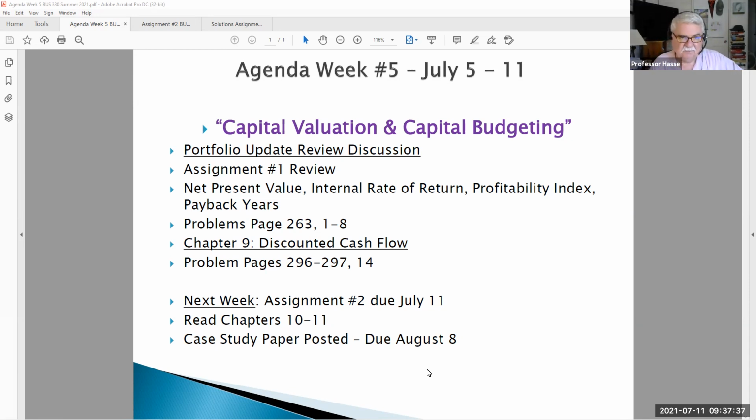We're going to be starting this discussion with chapters 8 and 9 this week, talking about net present value, internal rate of return, and discounted cash flow. We have a couple of problems in this lecture to review for that, and you'll be looking at this in other assignments down the line. Also this week, we're going to review assignment number 1 and introduce assignment number 2, which is due Sunday, July 11th. First of all, let's talk about assignment number 1.